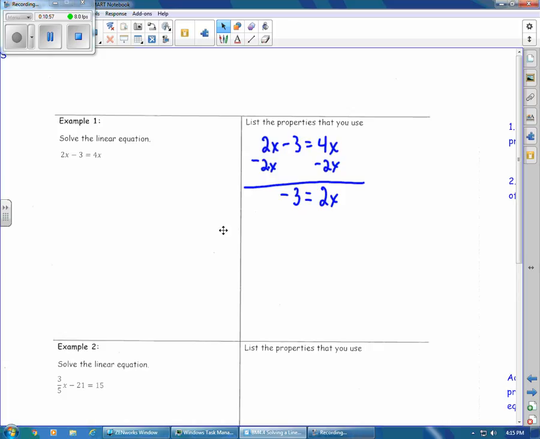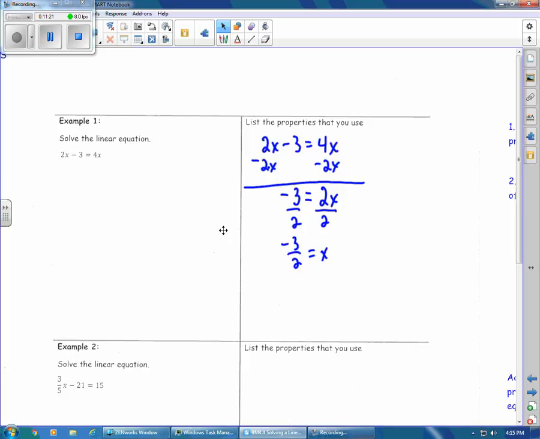The next thing I need to do is get x all by itself. So now I'm going to divide both sides of the equal sign by 2, because I want to undo this x, or this 2 times x. I want to undo that, so I'm going to use division. So divide by 2, and I end up with x equals negative 3/2.